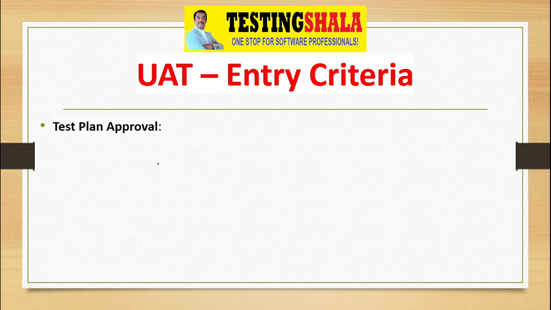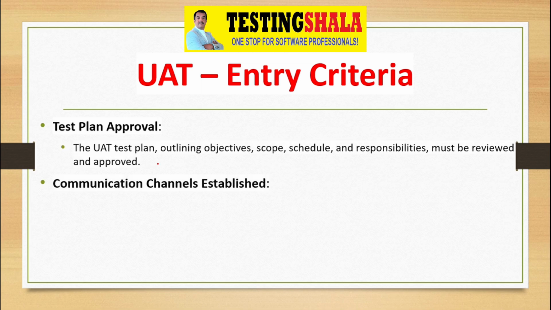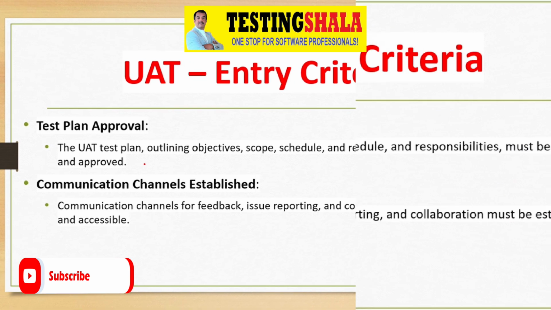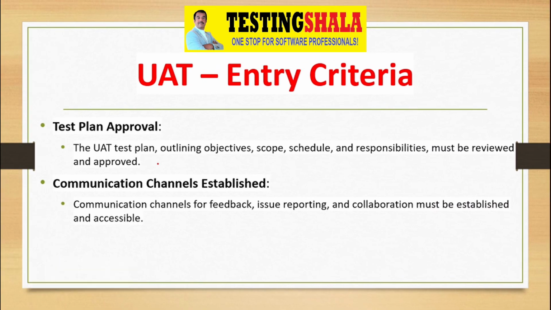The next criterion is that our UAT test plan or strategy should also be approved before we start UAT. And all the communication channels are established: how to communicate, whether by email or regular meetings, or how the issues are to be reported, whether you use a regular bug tracking system or any other way of reporting issues. Also collaboration: what kind of collaboration you will have, whether regular meetings or stand-up meetings or one-on-ones or face-to-face meetings. Everything needs to be well defined before we start UAT.